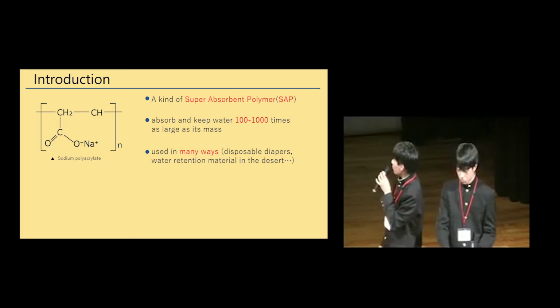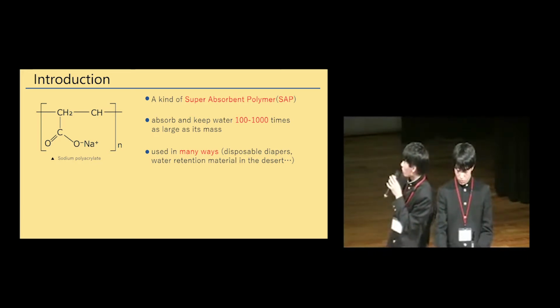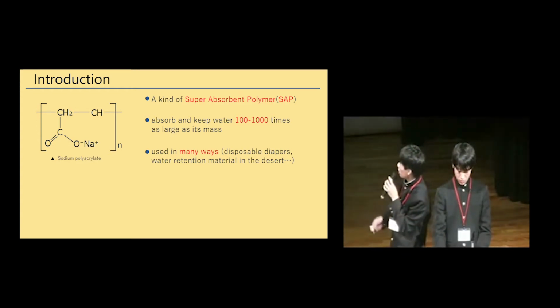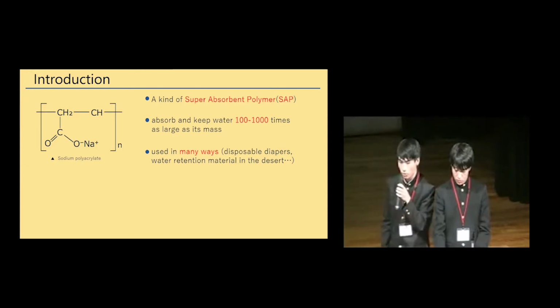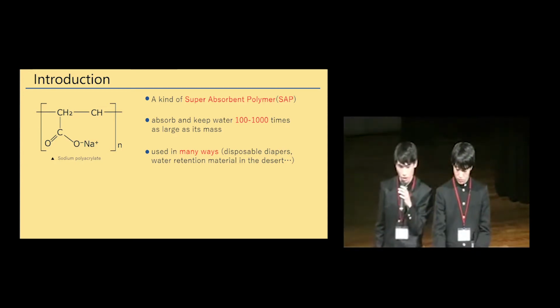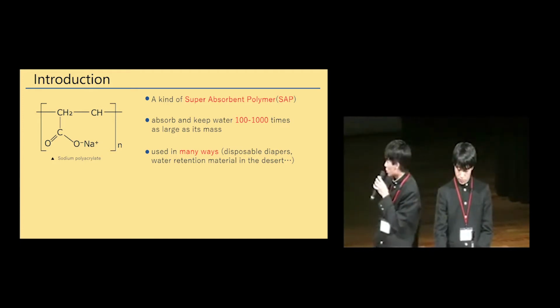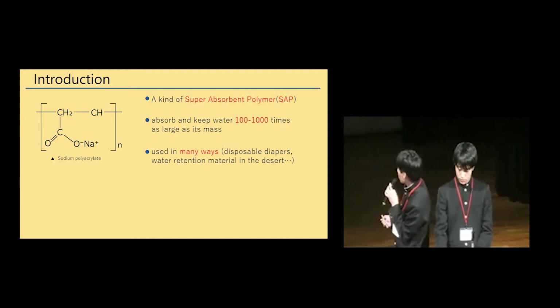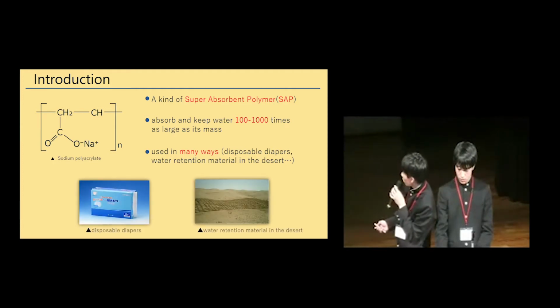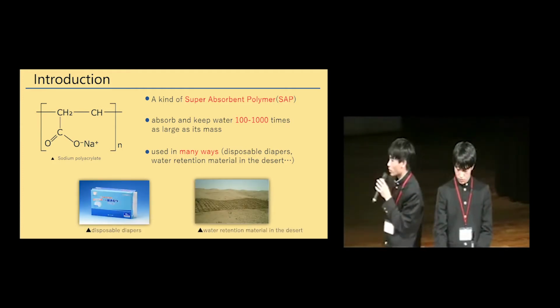Sodium polyacrylate is a kind of superabsorbent polymer. In this diagram, sodium polyacrylate has this structure. It is said that sodium polyacrylate is able to absorb no less than several hundred times as much water as its own weight. So it is used in many ways, such as disposable diapers and water retention material in the desert.